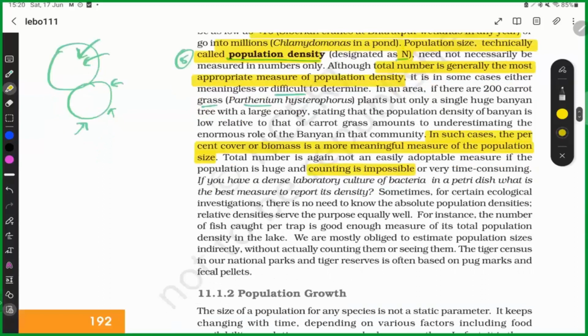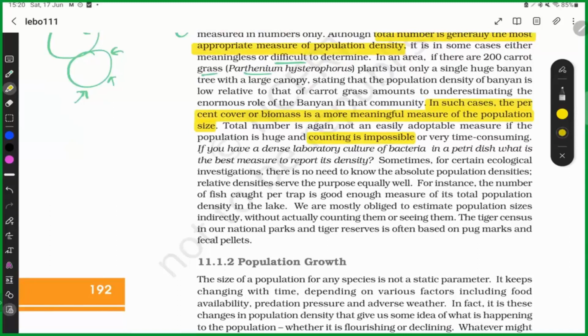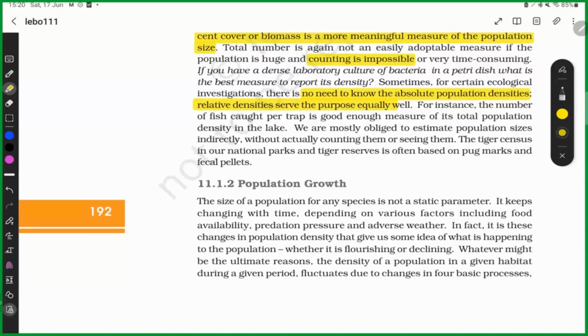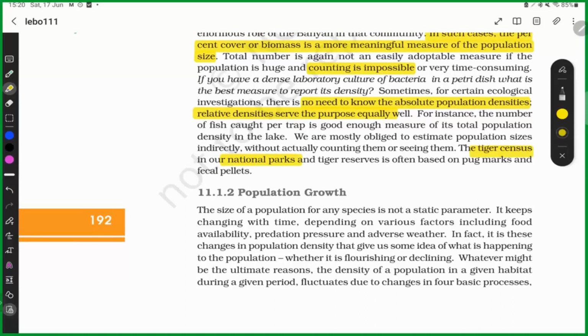Also, sometimes for certain ecological investigations, there is no need to know the absolute population density. Relative densities serve the purpose equally. For example, the number of fish caught per trap is a good enough measure of total population density. There is another example. Tiger census in our national parks: how do they count how many tigers there are? Based on pug marks or fecal pellets. They are not going to count each and every tiger, just see the pug marks and fecal pellets.